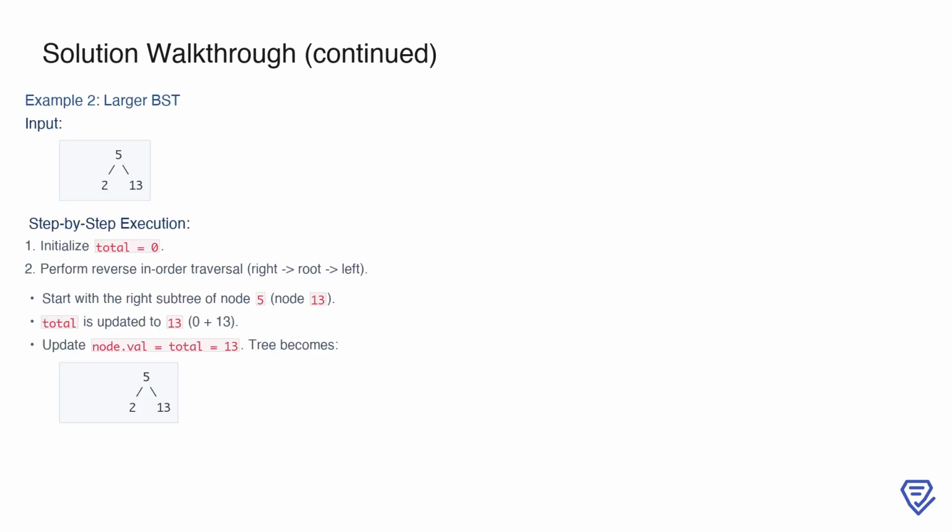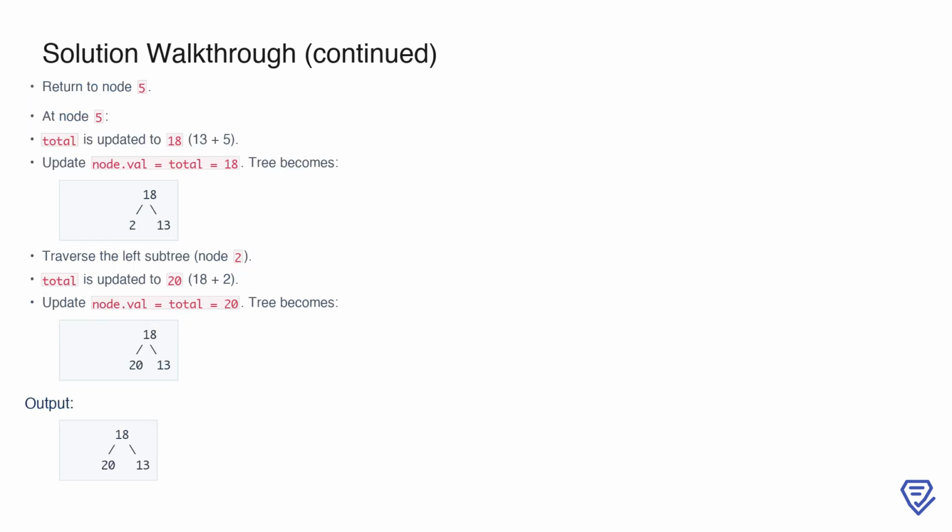Now, let's consider a slightly larger binary search tree with node 5 as the root, node 2 as the left child, and node 13 as the right child. We again initialize total to 0 and perform a reverse in-order traversal. Starting with the right child of node 5, we visit node 13. Since it doesn't have a right child, we add its value to total, which makes total equal 13. We then update the value of node 13 to this total. At this point, node 13 remains the right child of node 5, but its value is now updated to 13.